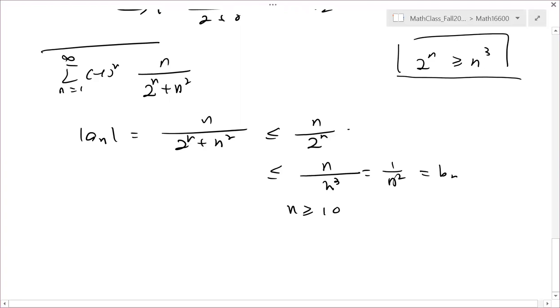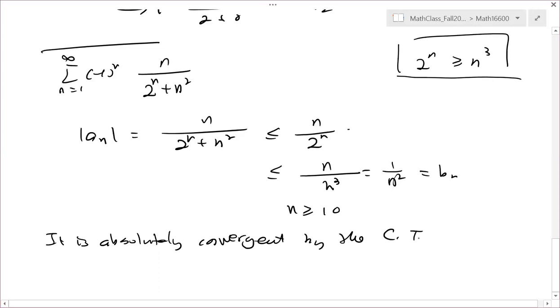Then by the comparison test, you can prove this is convergent, absolutely convergent, okay? So you can say that it is absolutely convergent by the comparison test, okay?